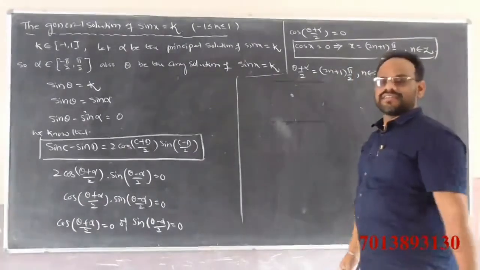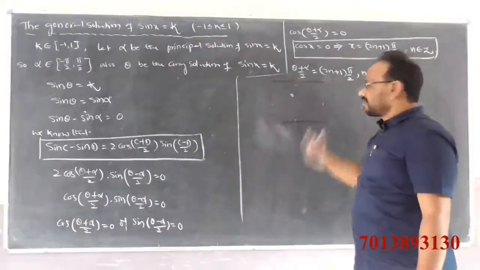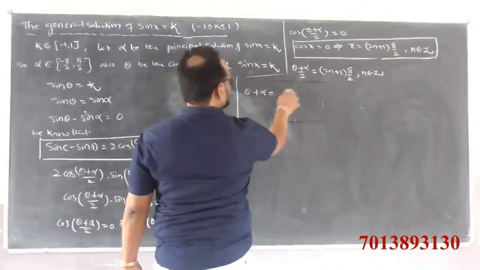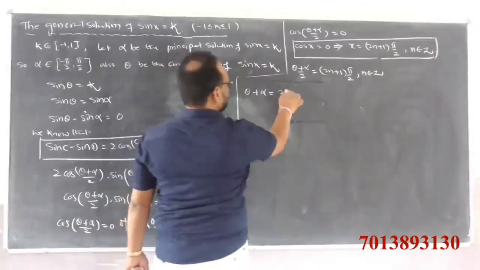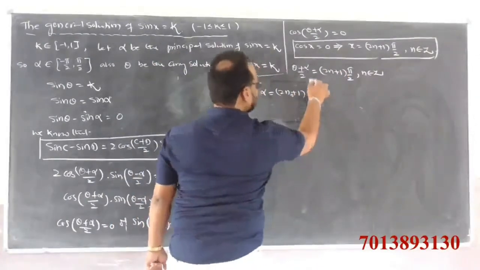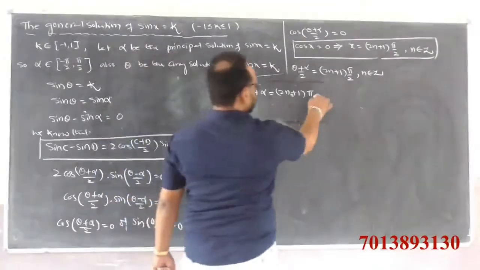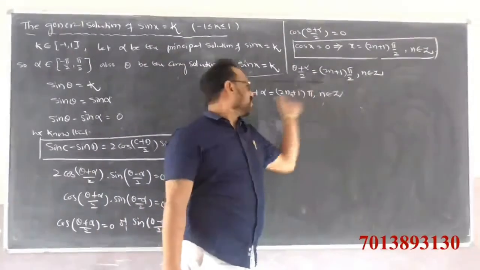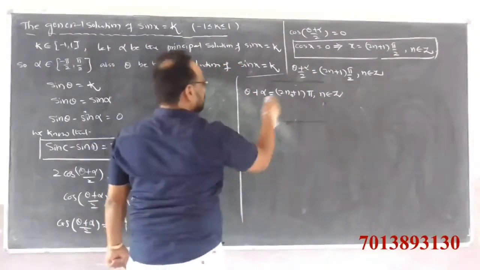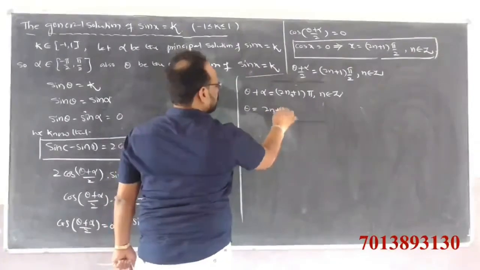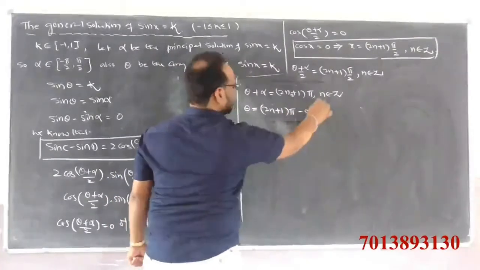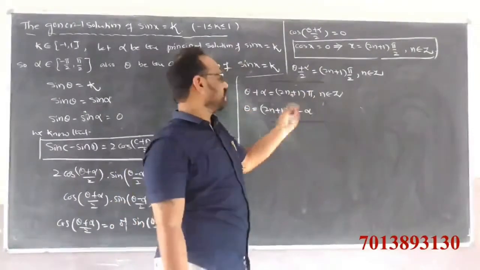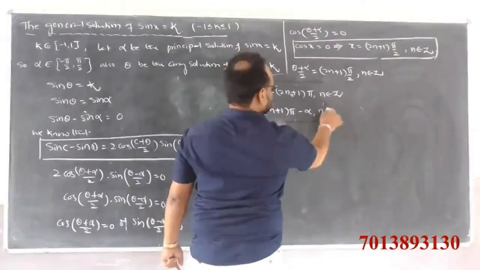We want theta, which is any solution, in terms of the principal solution alpha. So the 2 and 2 get cancelled: theta plus alpha is equal to 2n plus 1 into pi, where n belongs to Z. We want theta in terms of alpha. If you transpose plus alpha from LHS to RHS, it becomes minus alpha. So we get theta is equal to 2n plus 1 into pi minus alpha, where n belongs to Z. Clear?